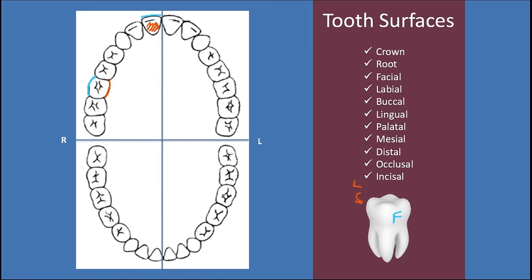The side of the tooth that's closest to the midline is called the mesial surface, M for midline. So for tooth number 3, this would be the mesial surface. Tooth number 8, this would be the mesial surface. Of course, all of this is true for the lower arch as well.